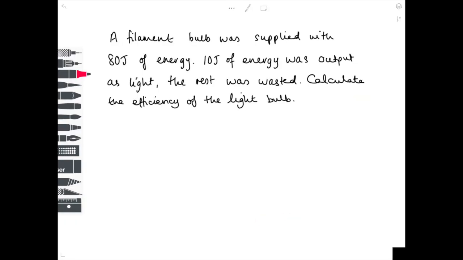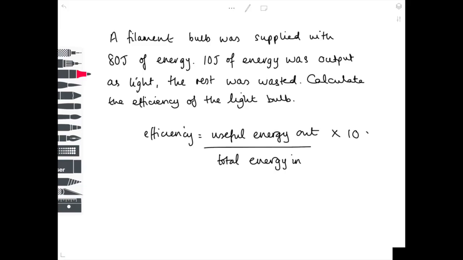We now need to look at efficiency. Using this example, a filament bulb was supplied with 80 joules of energy. 10 joules of energy was output as light, the rest was wasted. Calculate the efficiency of the light bulb. You need this equation: efficiency equals useful energy out divided by total energy in. I like to make it a percentage, so times by 100, but that's not altogether necessary. Useful energy out, we know, was the light, so that's 10. Total energy input was 80, times it by 100, so you can pop that into your calculator or just cancel it down like I've just done. So the efficiency is 12.5%.